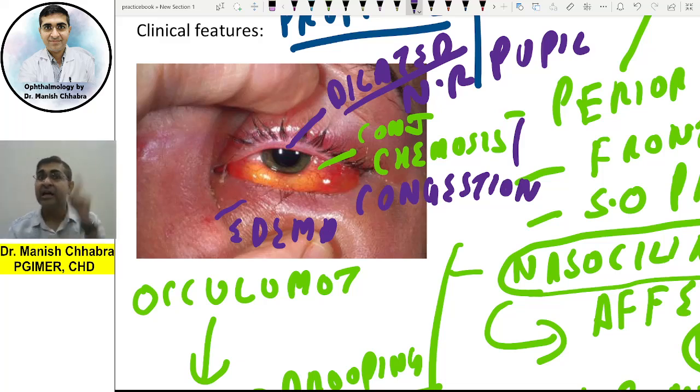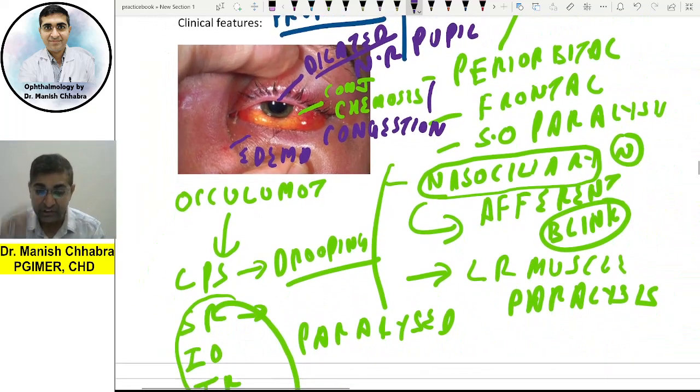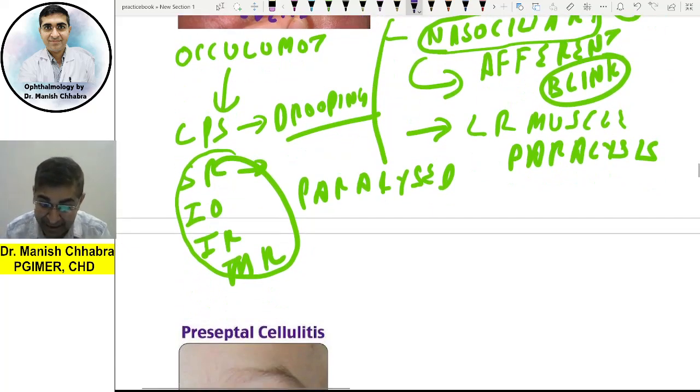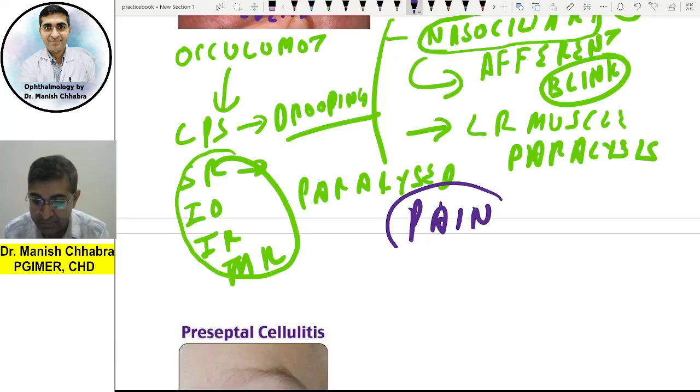Yes, and along with it, there will be loss of vision. Why? Because the optic nerve is being compressed. There will be ischemia of the optic nerve or pressure-related damage of the optic nerve, leading to loss of vision. Yes, so these are the features that you see in orbital cellulitis, and along with it, because there is raised intraorbital pressure which is going to push the eyeball anteriorly, leading to proptosis, there will be intense pain. Pain will also be there.